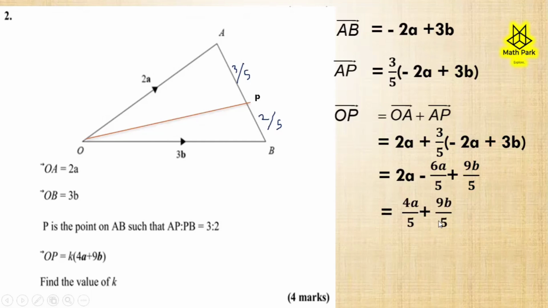Now we can see here denominator 5 common. So we take 1/5 common. We are left with 4A plus 9B. Now we compare with OP, which was given K bracket 4A plus 9B, and we got 1/5 bracket 4A plus 9B. And comparing these two equations, we get the value of K as 1/5.